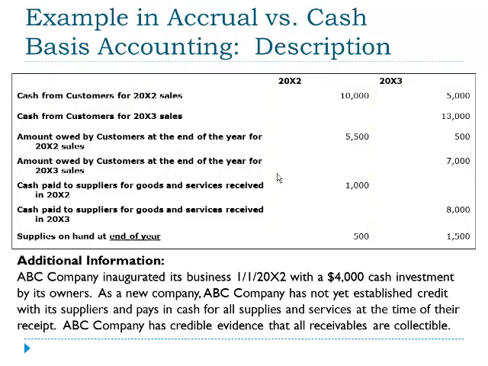This is a business that, let's say, is started with a $4,000 cash investment. That's going to be the same in a cash and an accrual basis. And as a new company, we don't yet have credit, and so to simplify things, we're paying cash for all the supplies and services at the time of their receipt. We believe all of our receivables are collectible. That's going to make it a little easier to simplify our sample company.